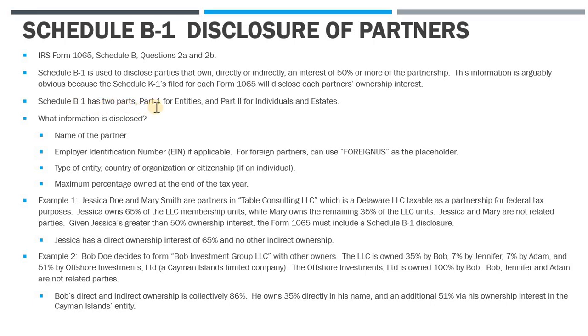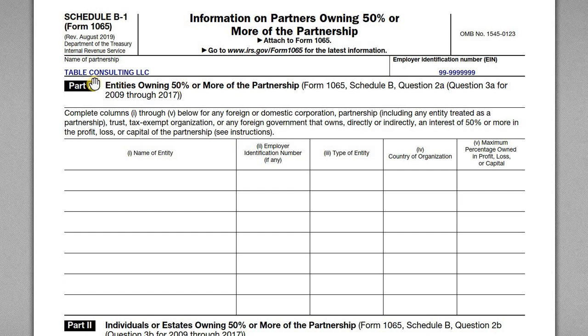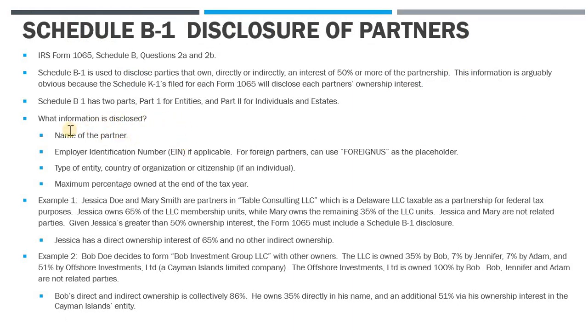Okay, so B1 has two parts. One's for entities and two is for individuals and estates, right? So part one, if you have an entity that owns 50% or more, direct or indirect, of the partnership, they go in part one, and then part two is for individuals and estates, okay? So what information is disclosed? Well, the name of the partner is disclosed. If the partner has an EIN or a tax ID number, social security number, ITIN, that information would be listed. If it's a foreign partner that doesn't have a U.S. tax ID number, that is okay. That's not uncommon. And as a placeholder, you would just use foreign U.S. as the tax ID number for that foreign partner. You also enter the type of entity, country of organization, or citizenship if it's an individual, and then the maximum percentage owned at the end of the year. So this is where you would have, if you had both direct and indirect ownership, you would effectively add the two together, right? So let's look at some examples here to try to illustrate this point.